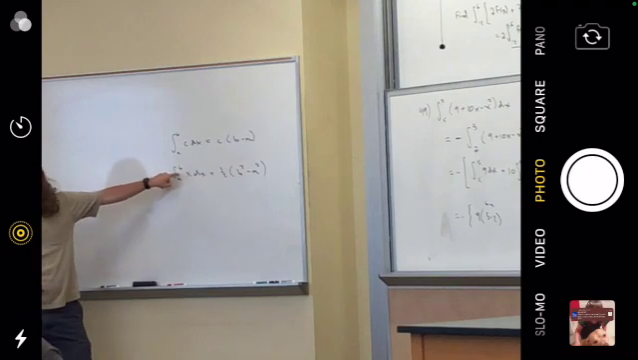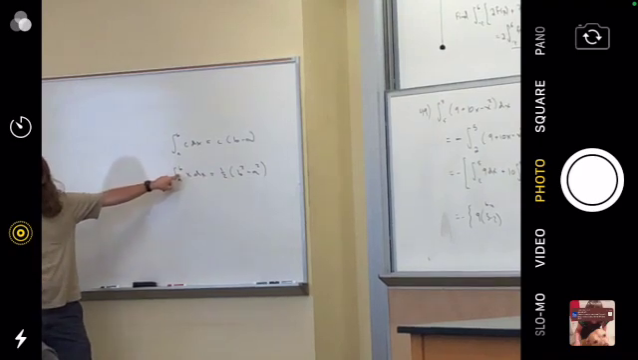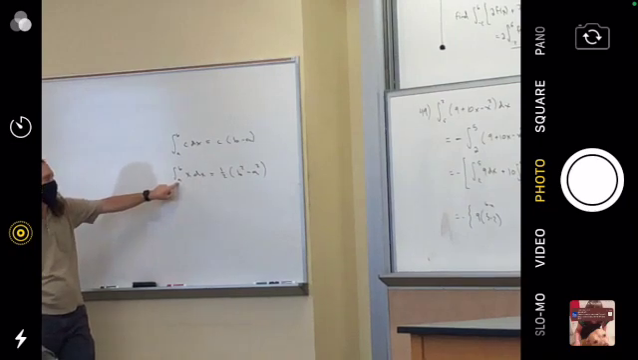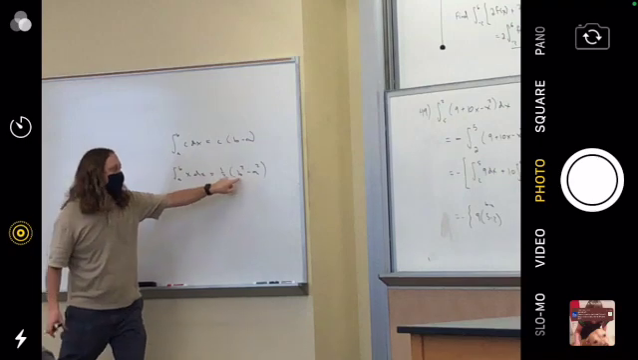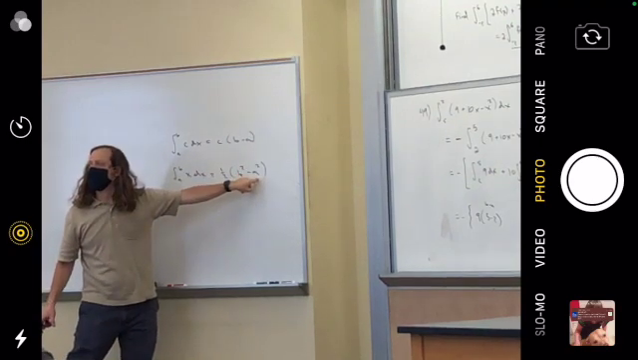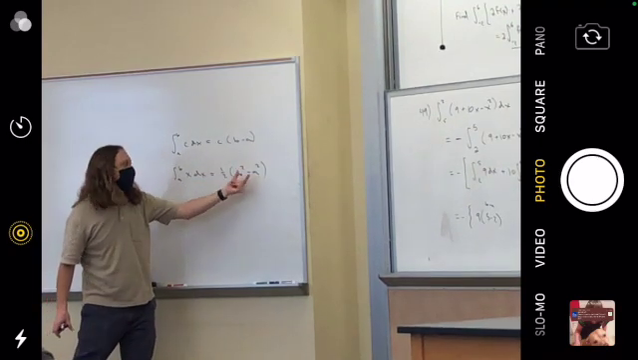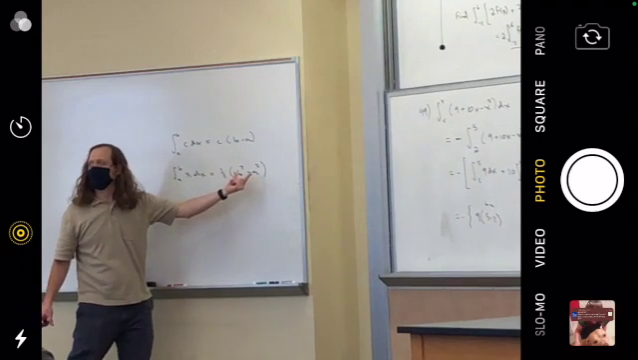What would happen if I didn't switch my bounds? If this was the other order, so if I did 5 to 2 here, this would be 2 minus 5. By switching them, it becomes 5 minus 2. I'm off by a negative sign.